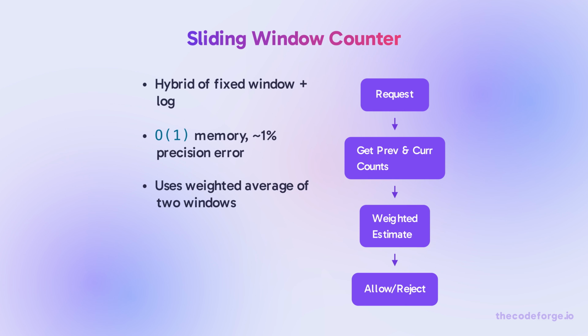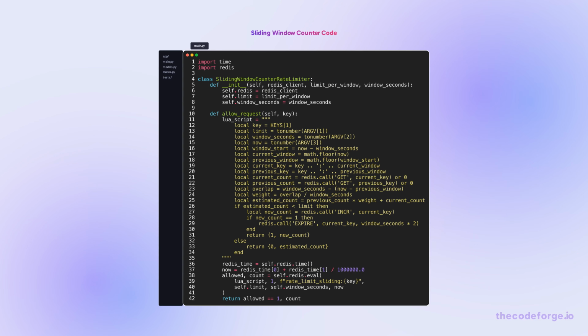The sliding window counter tracks 2 counters per key, current window and previous window. It computes a weighted average to approximate the sliding window without storing per-request timestamps. This implementation uses Redis time for a consistent timestamp across nodes, avoiding clock skew. It's memory efficient and production proven.